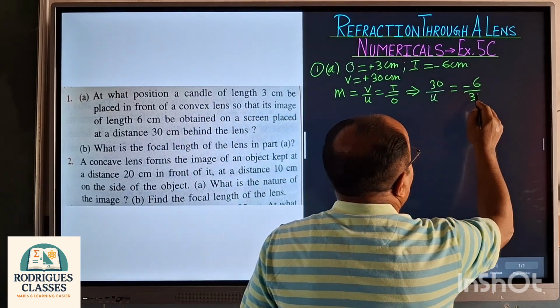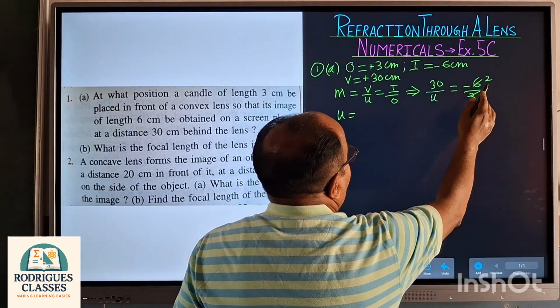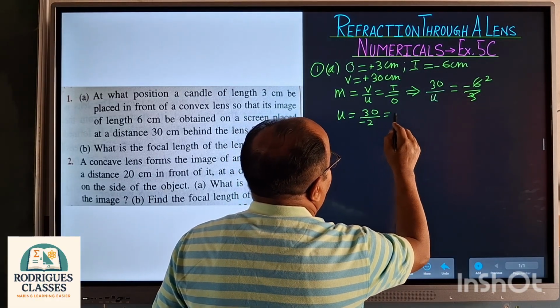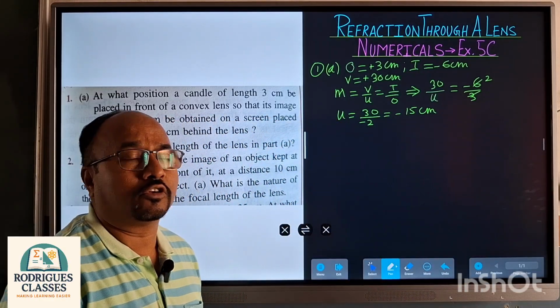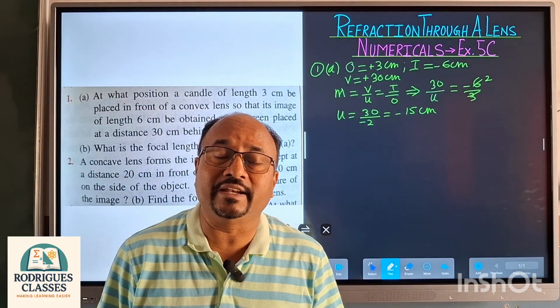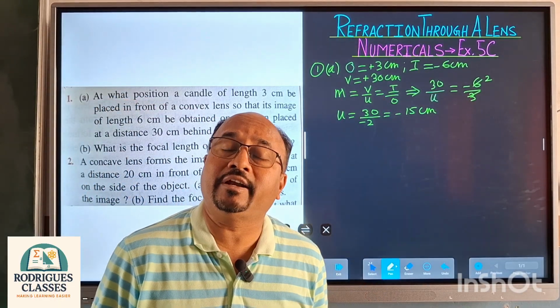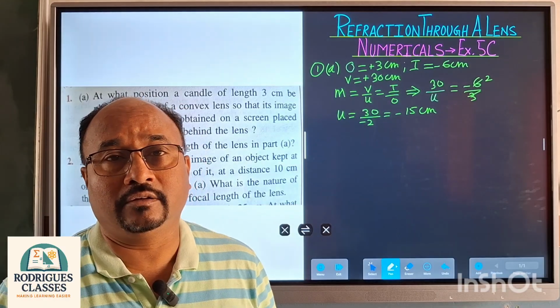So this will get cancelled. So U will be, minus 2 will come and divide here. So you get it as minus 15 centimeter. So your U value is minus 15 centimeter. With this negative sign coming whenever you calculate U, confirms that your working is correct.